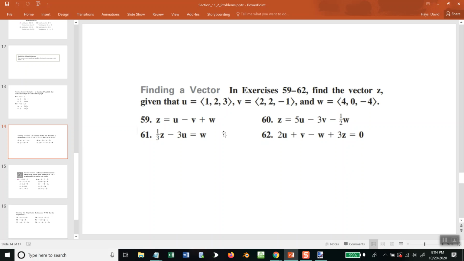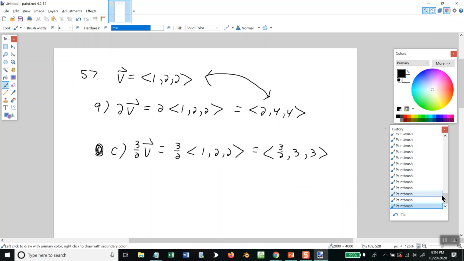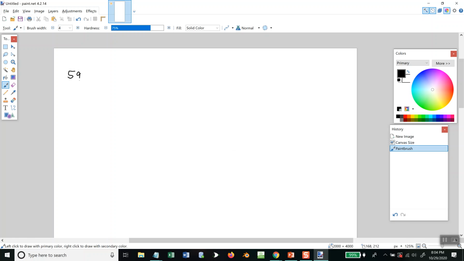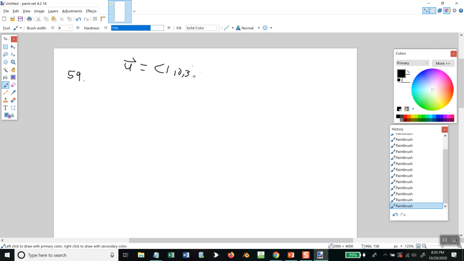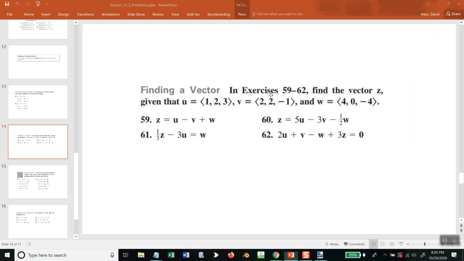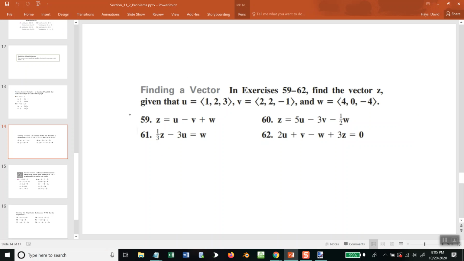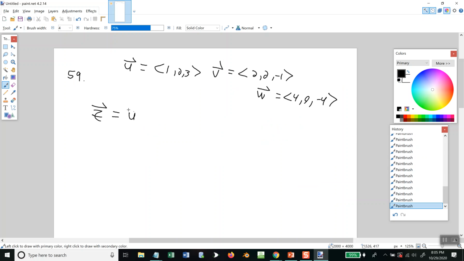Let's take a look at number 59. We've got U = 1, 2, 3, V = 2, 2, -1, and W is 4, 0, -4. Z is equal to U minus V plus W.